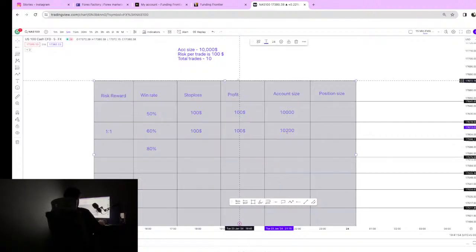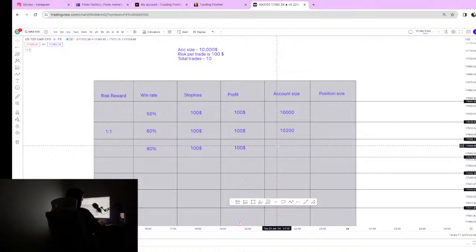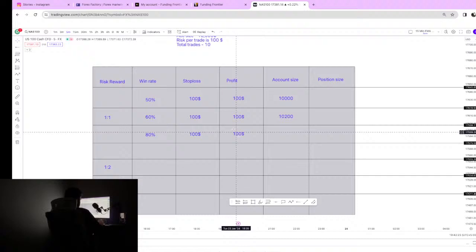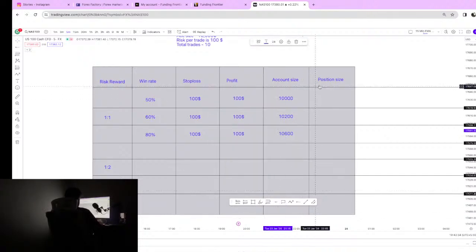10,200. Okay. Now next. Our win rate is 80% now. Right? Win size will be again same because we are dealing in 1:1. Right? Now what will be the account size after 80% win rate? 8 into 100 you will be winning, that is 800. 2 into 100 you will be losing, that is minus 200. So your account size becomes 10,600. Am I right? If you have any doubt, ask me, don't hesitate.